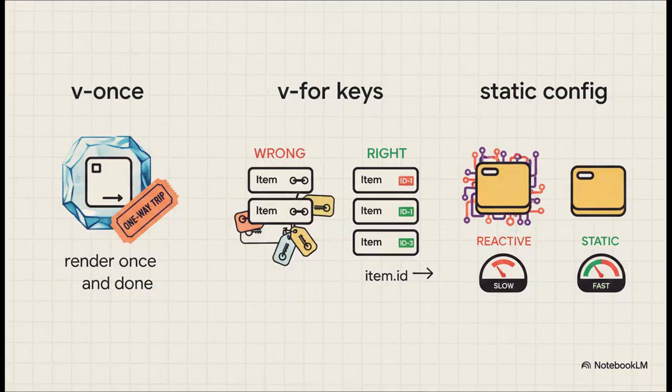First up, some quick wins you can literally apply today. Got some static text like a footer or a header that never ever changes? Slap a v-once directive on it. Vue will render it once and then completely ignore it for future updates. It's free performance.